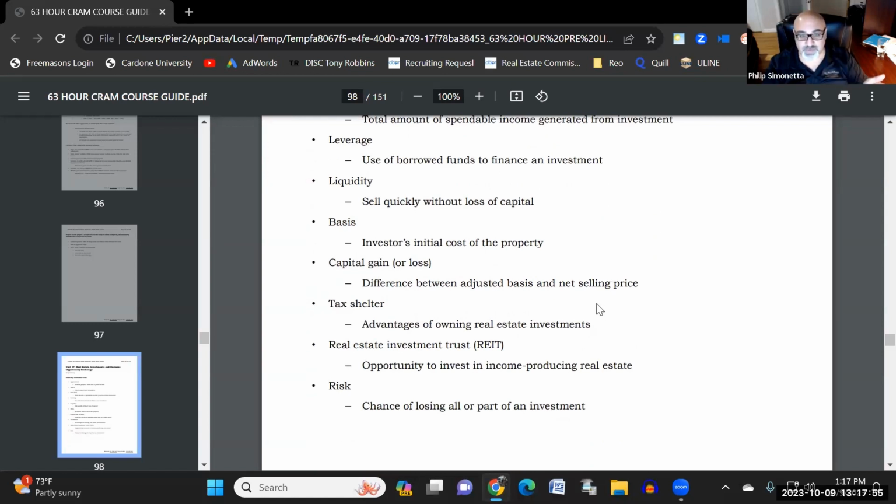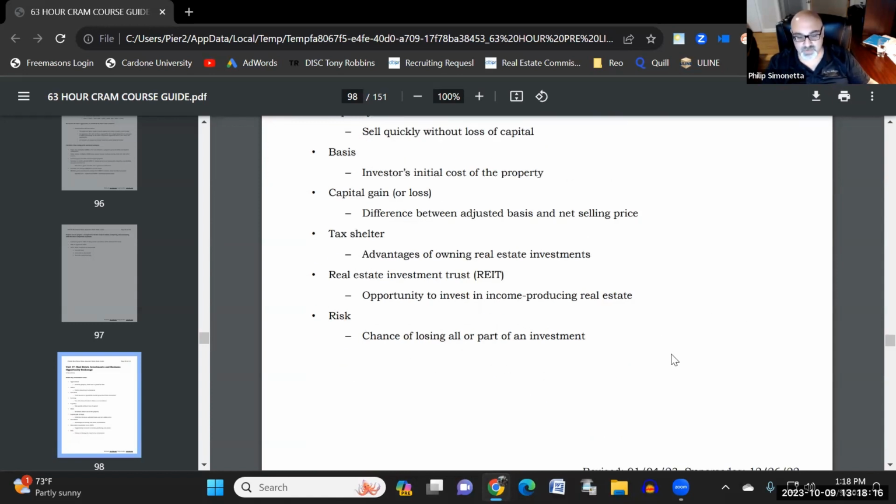Real estate's not really liquid, right? Stocks are. Give me an example of that, right? Basis is the investor's original cost of the property. Capital gain or loss, that's the difference between the adjusted basis and the net selling price. A tax shelter is advantages of owning real estate investments, because they're actually tax shelters because of your depreciation and other items. Real estate investment trust, they're called REITs, okay, the opportunity to invest in income producing real estate as an investor, not as involved in it. And risk is the chance of losing all or part of an investment.